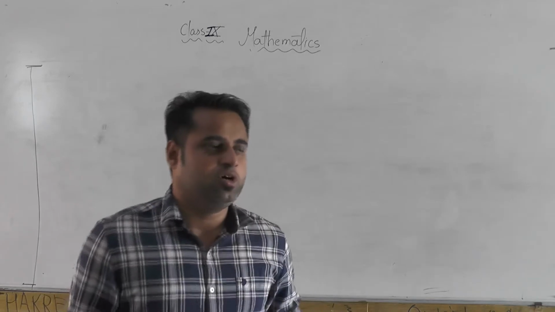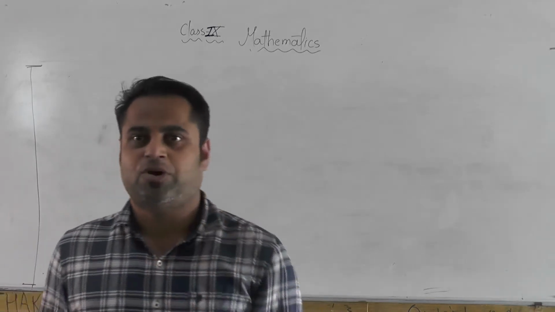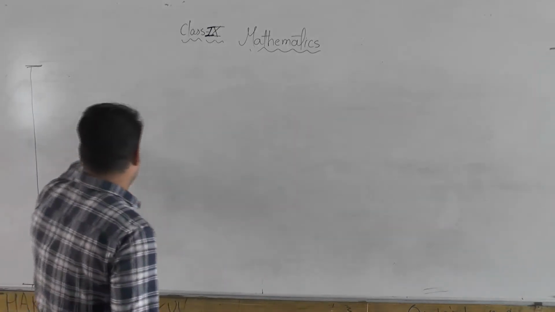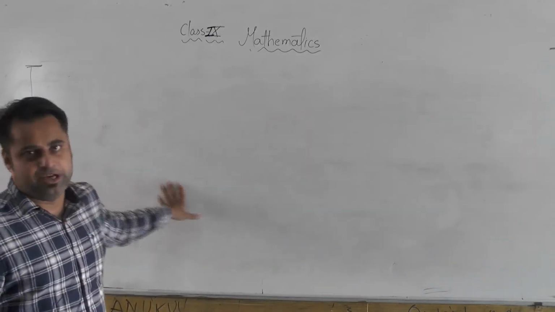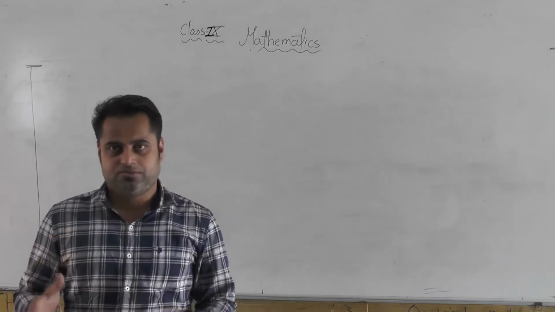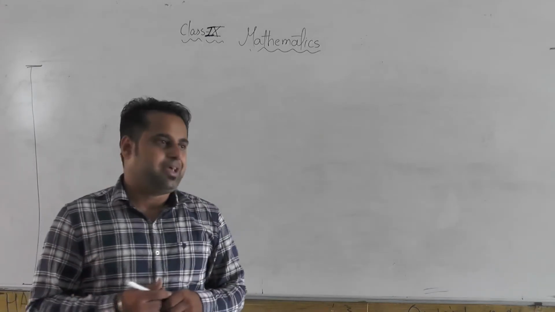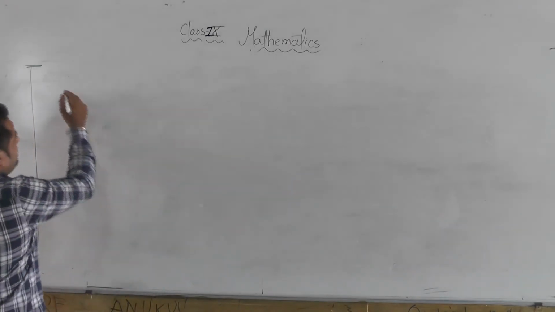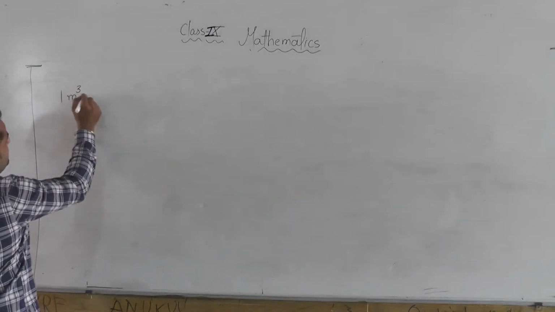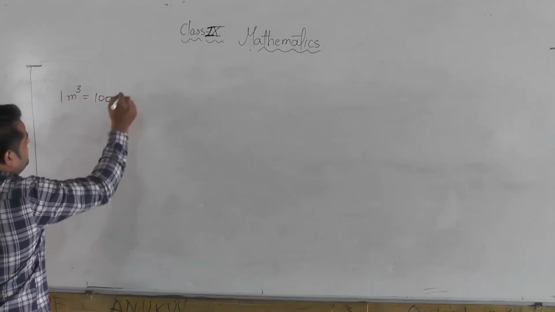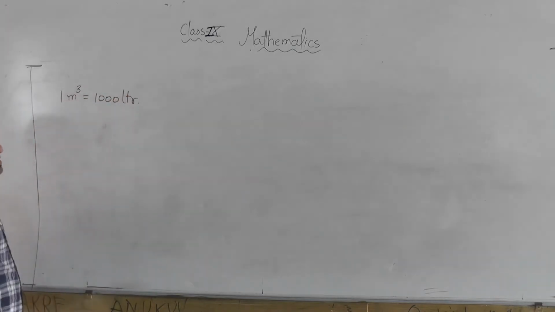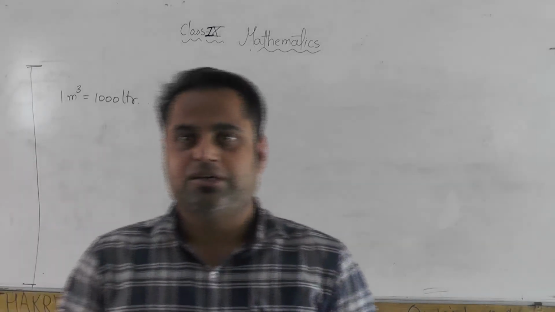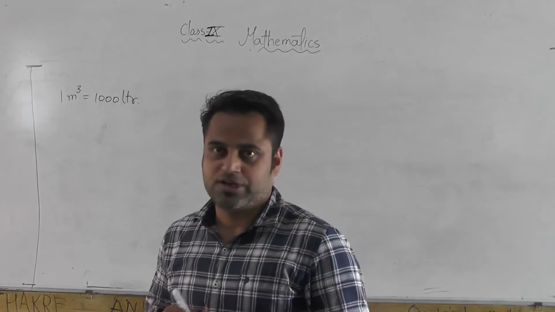First, I would like to tell you a few things about volume. Capacity depends on the inner space occupied by an object. There are a few quantities which you have to memorize. In 1 meter cube, there is 1000 liter capacity. 1 meter cube of occupied space is denoted as 1000 liters.